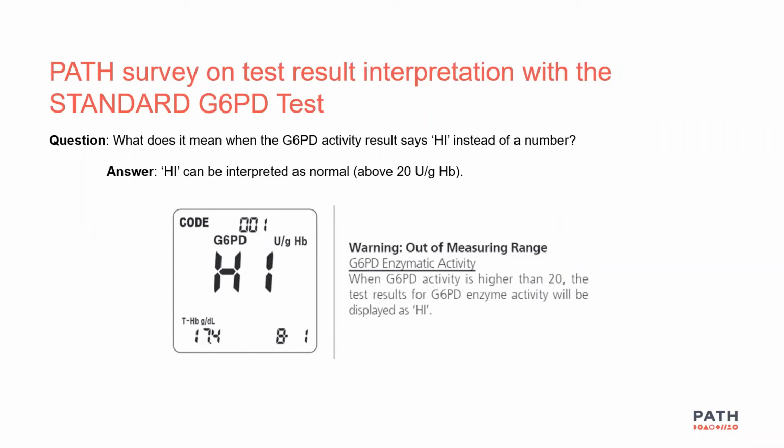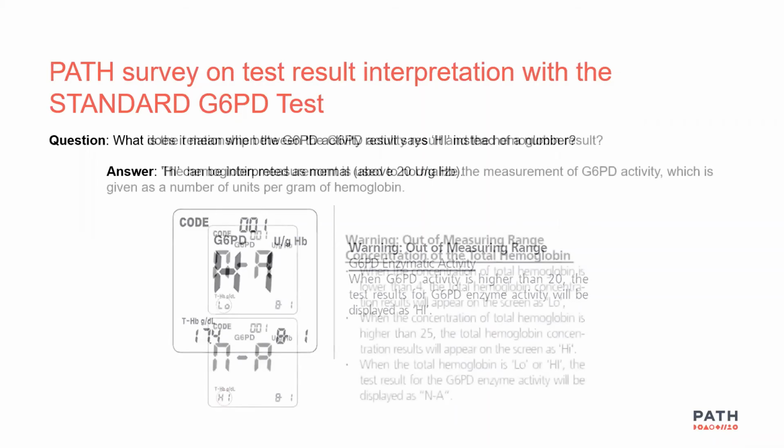Thanks, Abhijit. I'm going to take this first question as to what does it mean when G6PD activity results as high instead of a number. I first wanted to say that high is not an error when you get it. It's actually an indication that the G6PD value is outside the measuring range, usually above 20, and therefore the high really can't be interpreted as normal.